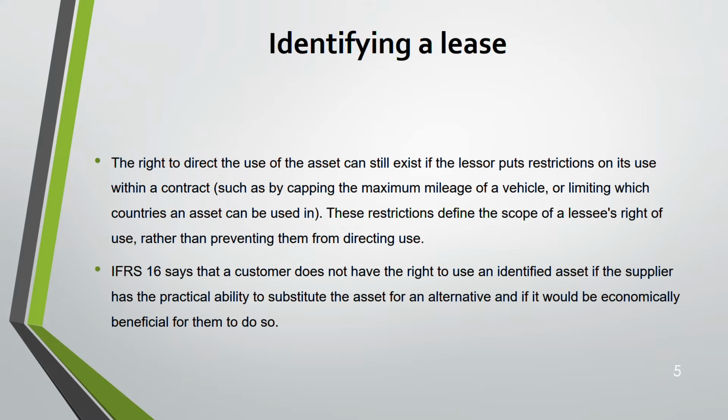Now, IFRS 16 says that a customer does not have the right to use the asset if the supplier can substitute that asset for an alternative use. Okay, the customer does not have the right to use an identified asset if the supplier has the practical ability to substitute that asset, and also doing so will economically benefit the lessor, then the lessee does not have the right to use an identified asset. Okay, now let's do two questions before we move on to the accounting part.